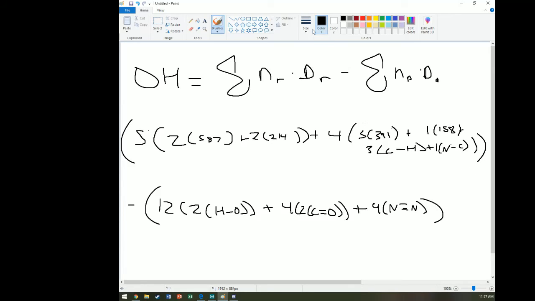The C single H bond has an enthalpy of 414. NC, I wish I wasn't lazy enough to put this into Windows Movie Maker and speed it up. NC was 286.